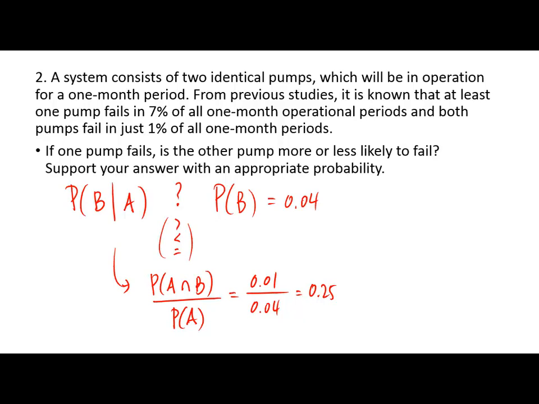So if the first pump fails, is the other pump more or less likely to fail? More likely to fail, right? Because not knowing anything about the first pump, the second pump fails 4% of the time. But if we know that the first pump failed, then it's more likely that the other pump failed as well. So more would be the correct word here, and we should put in that this is greater than just the probability of B.